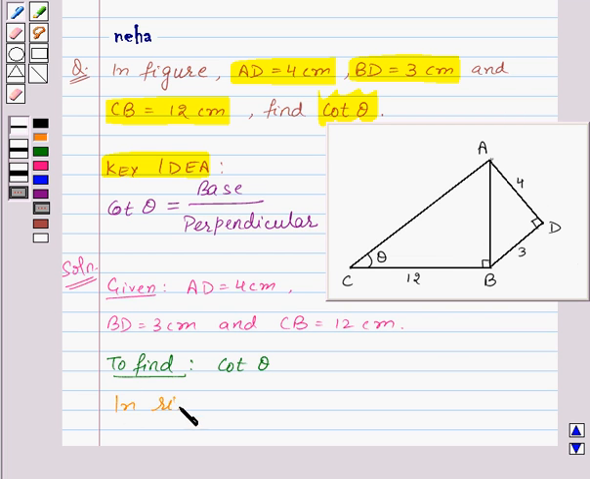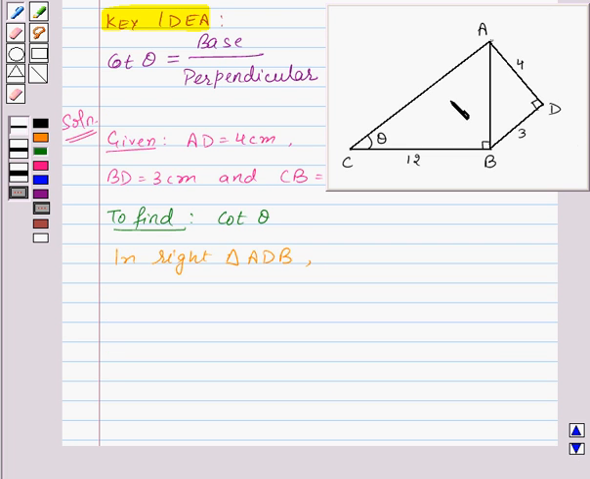So in right triangle ADB, angle ADB is a right angle, that means AB is the hypotenuse. So we have AB square is equal to AD square plus BD square by Pythagoras theorem.